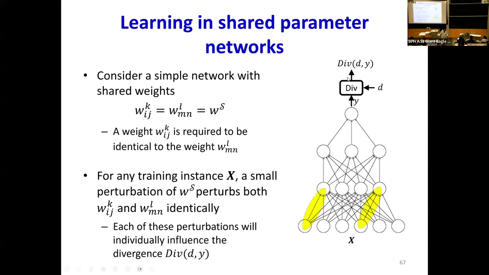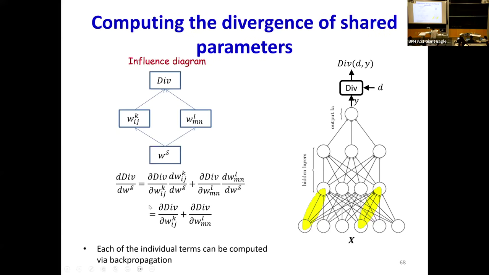WS, right? But then if you look at the dependencies, this is what it looks like. WS determines both WIJK and WLMN, and each of these in turn influences the divergence. So when I compute the derivative of the divergence with respect to WS, I have to follow the entire graph. The derivative of the divergence with respect to WS is the derivative of the divergence with respect to this one times the derivative of WIJK with respect to WS, that's this term, plus the derivative of the divergence with respect to this one times the derivative of WLMN with respect to WS, which is the second term. Now, what is the derivative of WLMN with respect to WS? Anyone? One, right? The two are identical.